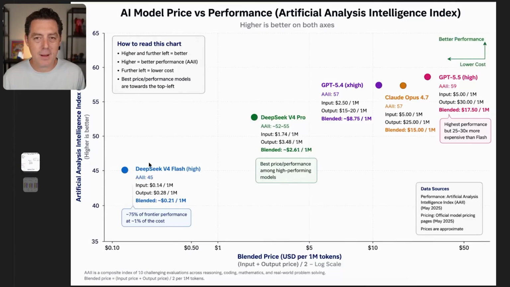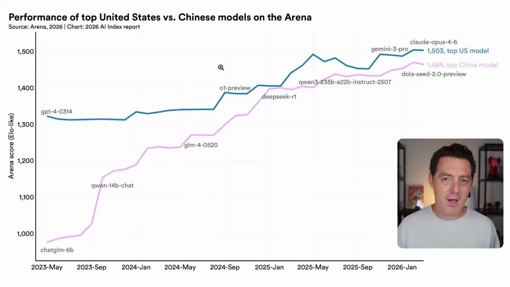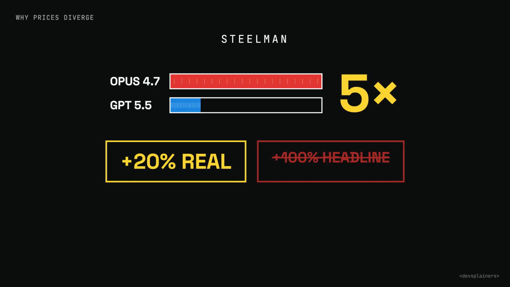Certainly a big drop in intelligence, still really good, but this is an absolute workhorse model price right here. This is pennies per million tokens. Now I want to show you how the rivalry between the US frontier labs and Chinese labs is playing out.